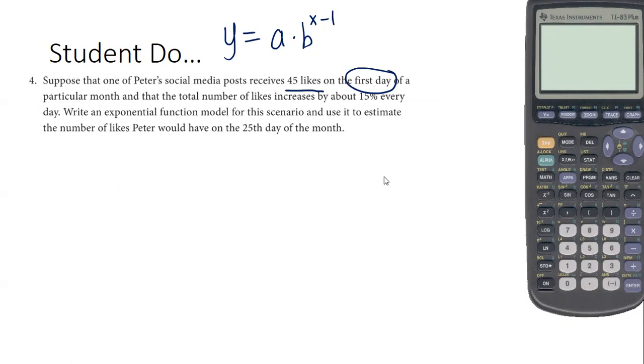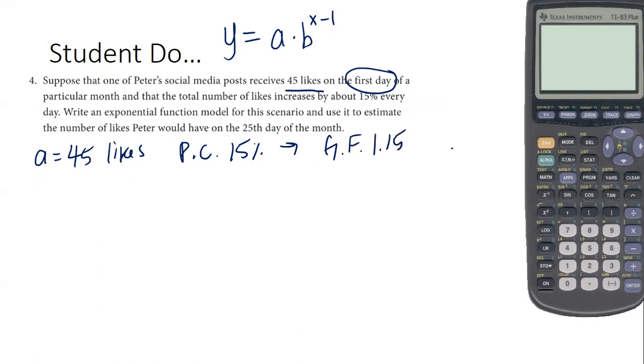Calling you back together, beautiful people. All right. So we know our initial is what? 45 likes. Good job. Okay. What was our percent change? 15%. So because that's our percent change, what is our growth factor? 1.15, because it would be 100% plus 15%, which is 1.15. Yes? So what's our model?